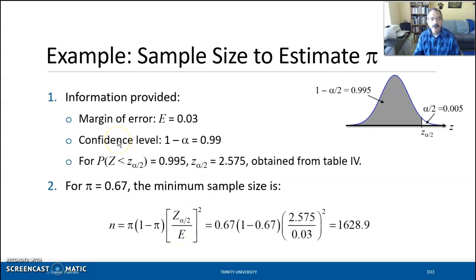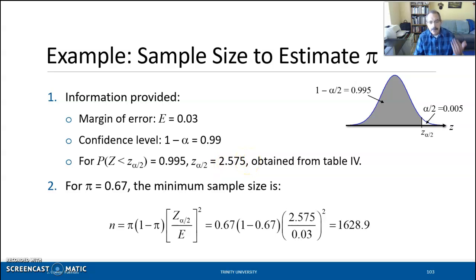All right, so let's look at the first situation. The margin of error is 0.03. The level of confidence is 99% or 0.99. So again, doing what we've done before, the alpha that is outside is 0.01 divided by 2 is 0.005. And the probability to the left of this probability is 1 minus alpha over 2 or 0.995. That will give us the positive value of the z-value. So from table 4, using this probability 0.995, you find that the z-value is 2.575.